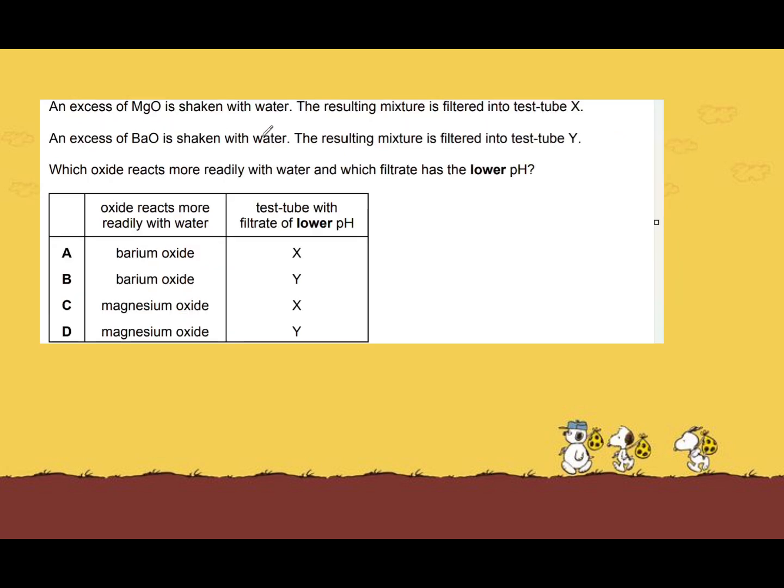An excess of MgO is shaken with water. The resulting mixture is filtered into test tube X. An excess of BaO is shaken with water. The resulting mixture is filtered into test tube Y. Which oxide reacts more readily with water and which filtrate has the lower pH? The correct answer is A, because BaO reacts more readily with water than MgO, while the filtrate from MgO has a lower pH because Mg(OH)2 is much less soluble than Ba(OH)2.